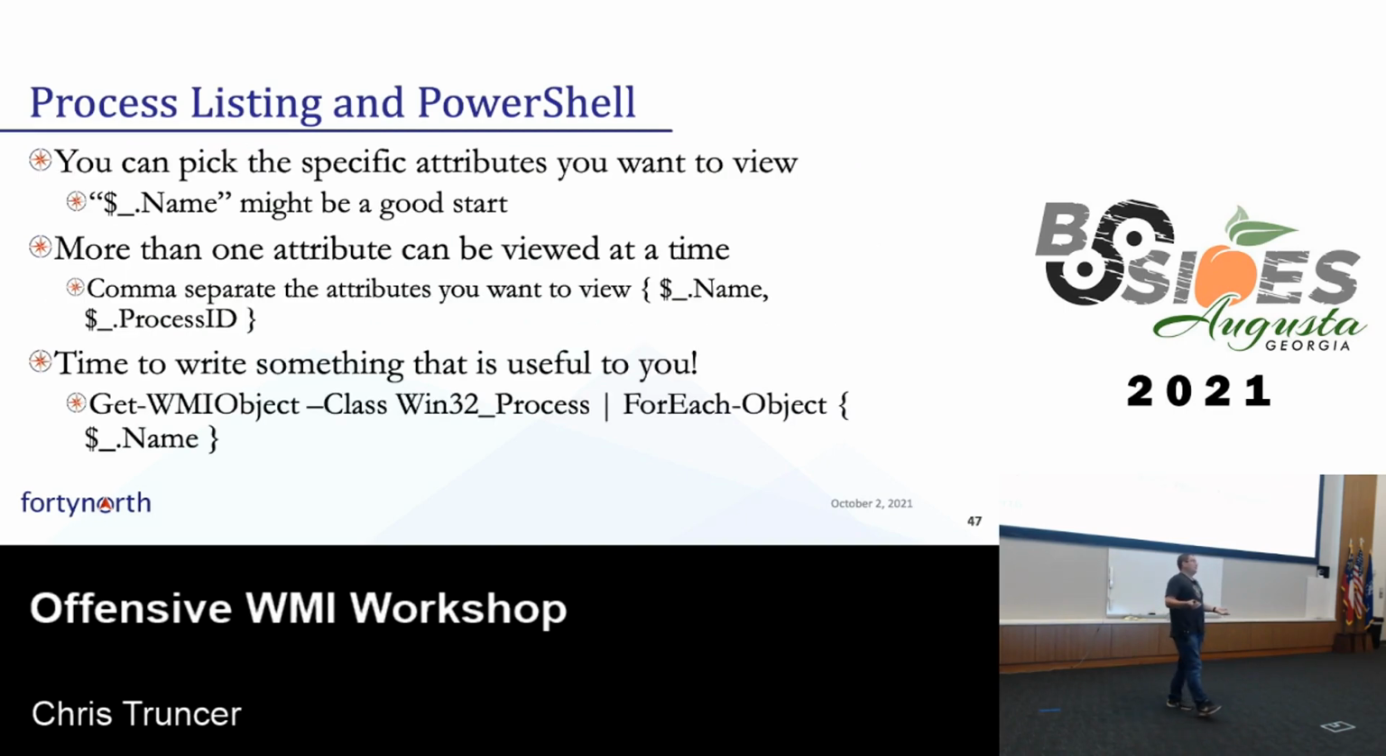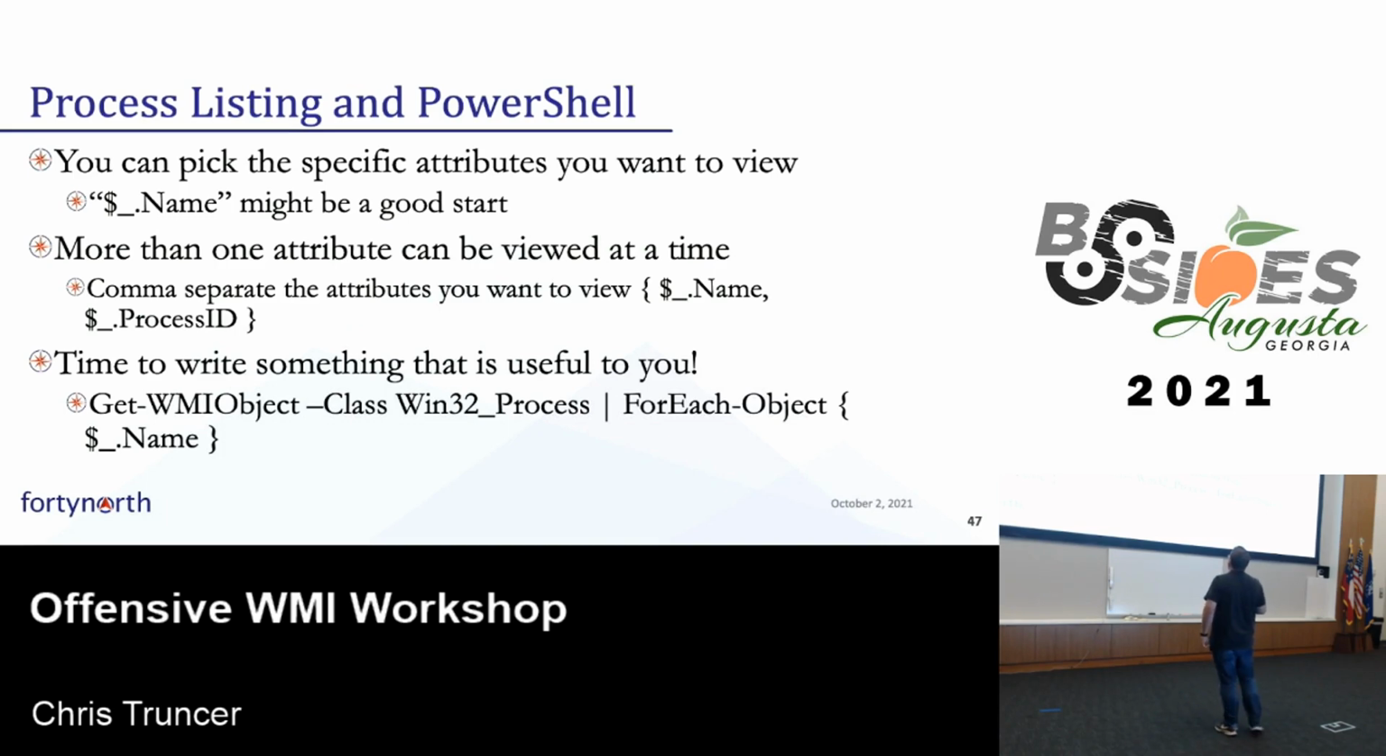So what are some attributes that we may care about? Well, maybe the process's name, right? If I want to get a process listing, then one of the things I probably want is the names of the processes that are running. We can also get more than one attribute returned at a time. So we could have $_.Name, comma, $_. whatever other attribute you care about. So maybe we also care about the process ID, so we can get that in there as well.